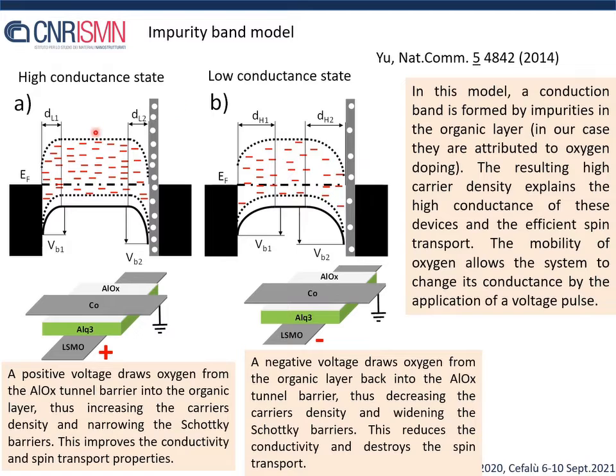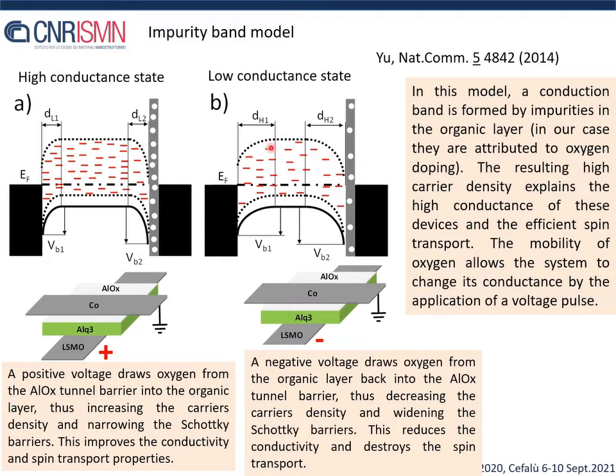When a sufficiently positive voltage is applied to the bottom electrode, oxygen is driven from the aluminum oxide barrier into the molecular semiconductor. The tunnel barrier becomes more leaky, that is, more conductive. At the same time, the greater concentration of transport levels in the molecular semiconductor decreases its screening length, thus narrowing the Schottky barriers between the electrodes and the organic semiconductor. This too contributes to increase the conductance of the device.